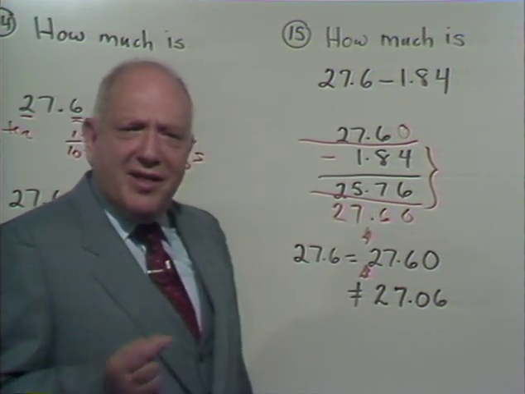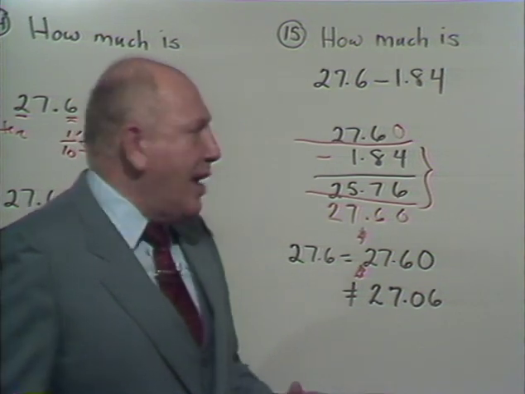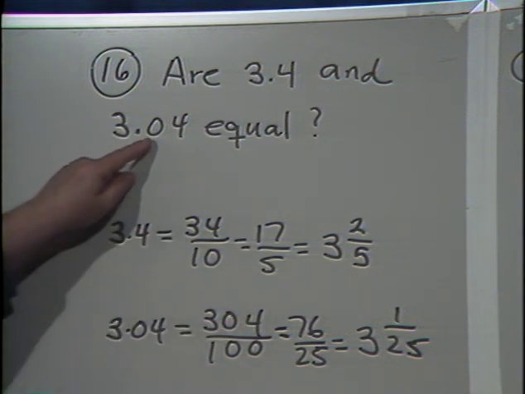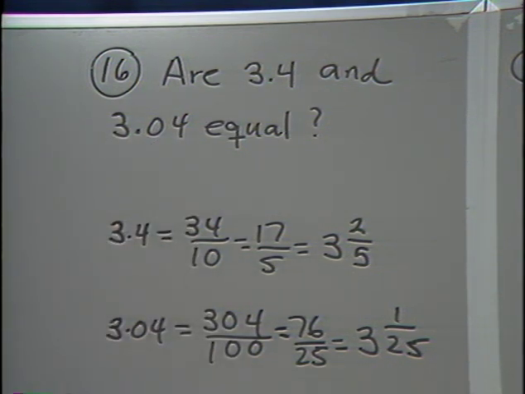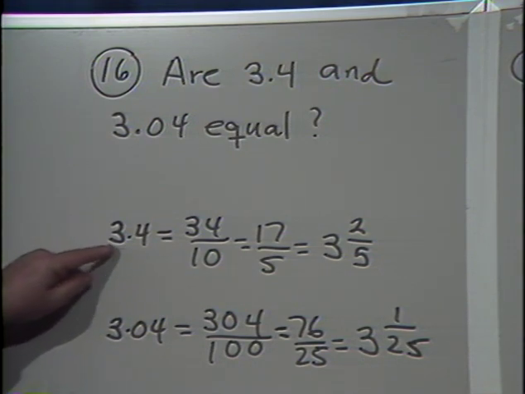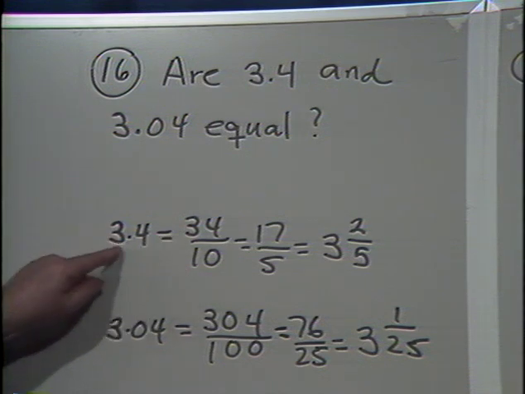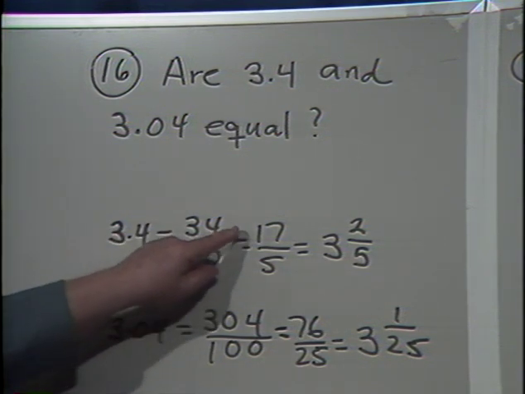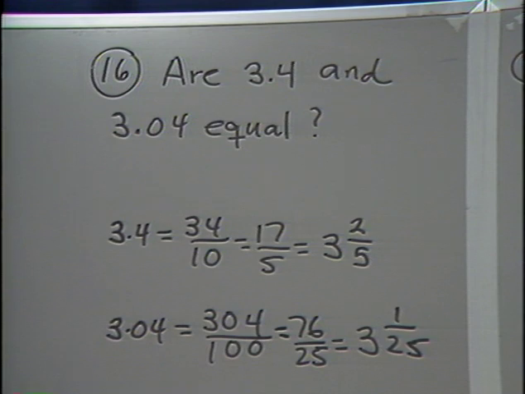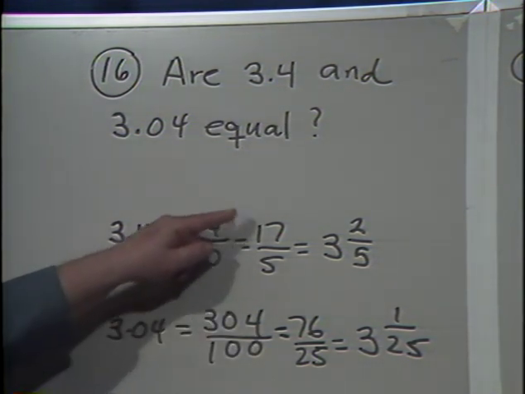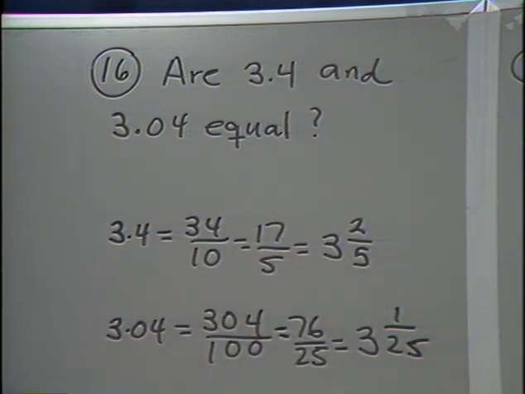Let's just do one problem that way, just to show that we don't have to rely on money to do this. Let's just work it out by our second language technique. I say our 3.4 and 3.04 equal. They obviously aren't because the 0 here pushed the 4 into a new place. Let's just do this as a second language. 3.4 is 34 over 10. See, 34 tenths. That reduces, dividing numerator and denominator by 2, to 17 over 5. 17 over 5 can now be written as the mixed number 3 2/5.